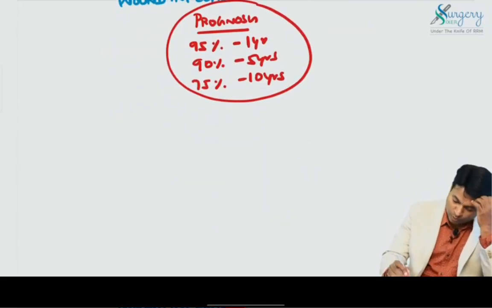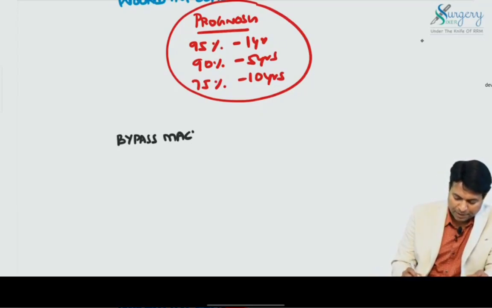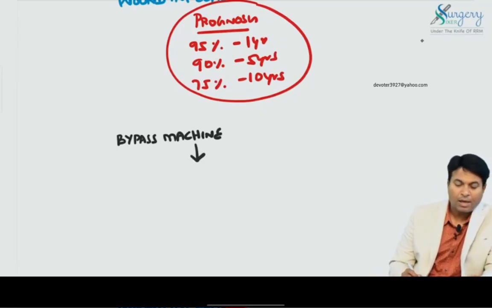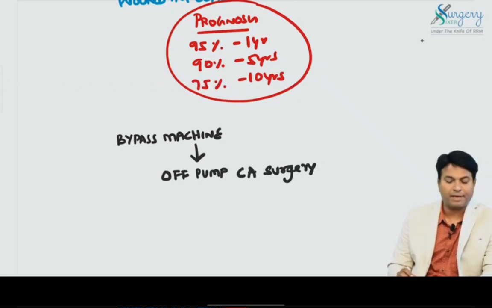Okay, so bypass operation. I told you, when I'm doing this coronary artery bypass grafting, I will need a bypass machine. But instead of the bypass machine, there is one more method available: off pump. Off pump coronary artery surgery is a surgery which needs no bypass machine. There is a special device available.